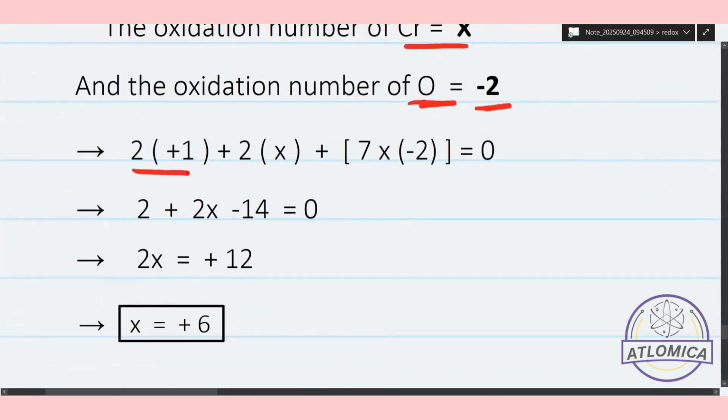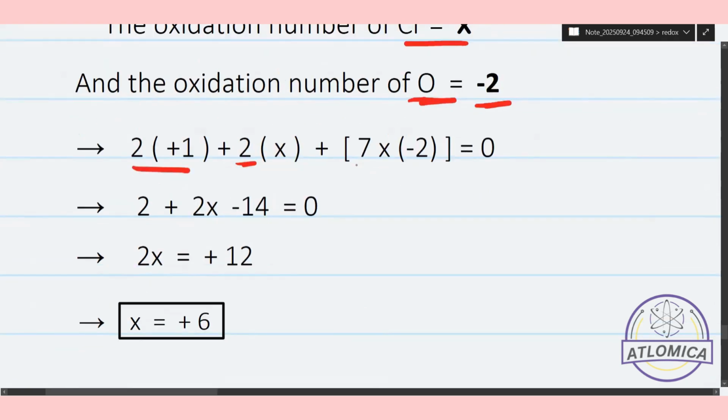So it's 2 times +1 plus 2 times X. The +1 is from potassium, but the X is of the chromium. And then oxygen, we have 7 atoms of oxygen. So that means it will be 7 multiplied by -2, which would be equal to 0. So we further solve that. It's 2, that's 2x, and that's 14.